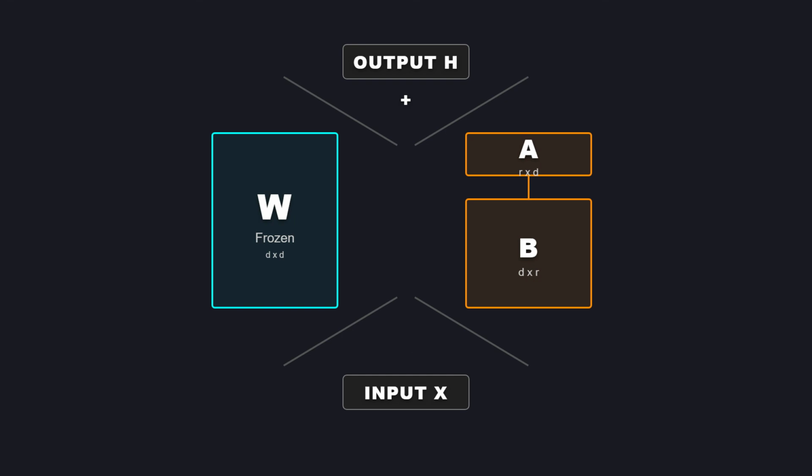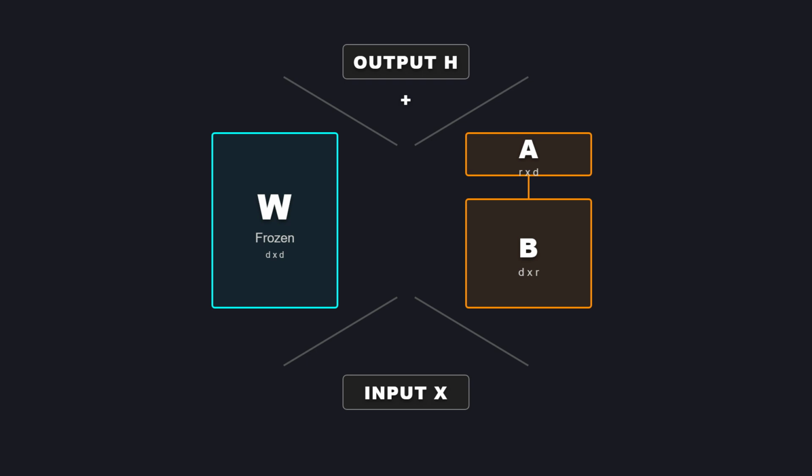We replace the full weight update delta W with the product of two matrices, B and A. Matrix A has dimensions r by m, where m is the output dimension. Matrix B has dimensions n by r, where n is the input dimension. The resulting delta W is n by m, matching the original weight matrix W.